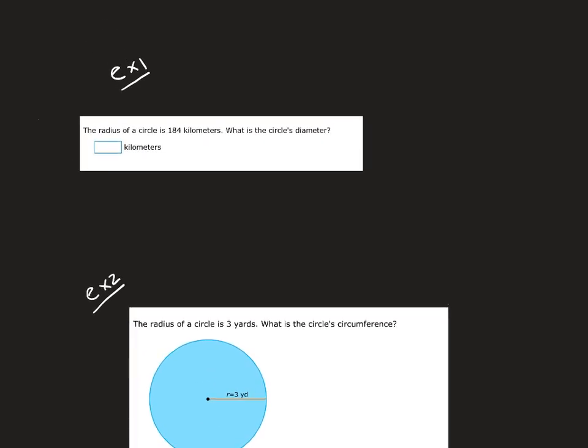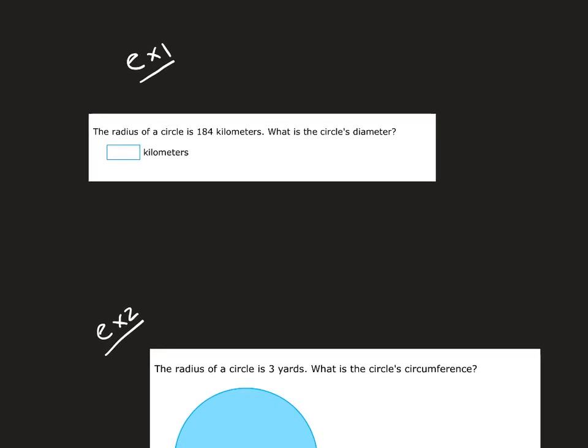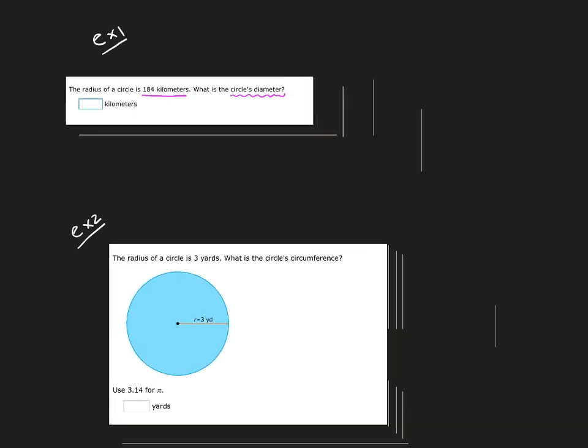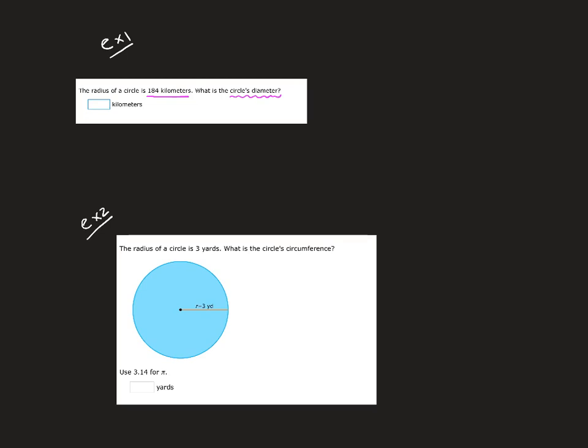So what if, for example, I ask you, if the radius of a circle is 184 kilometers, what is the circle's diameter? Try that out. And your example 2 problem is, if the radius equals 3 yards, what's the circumference?